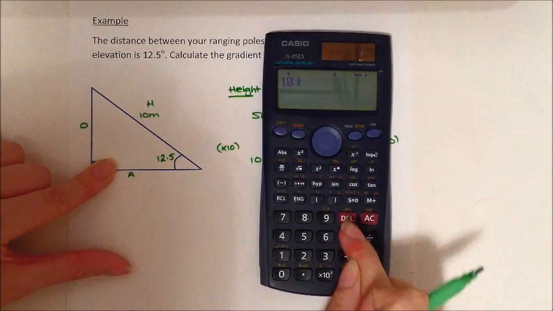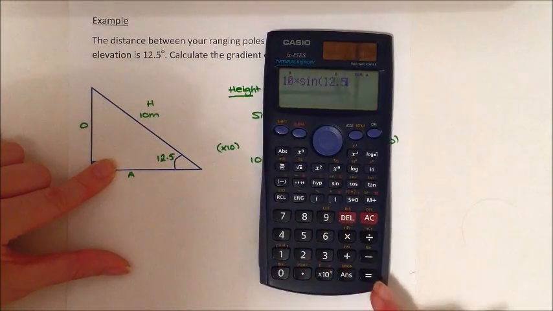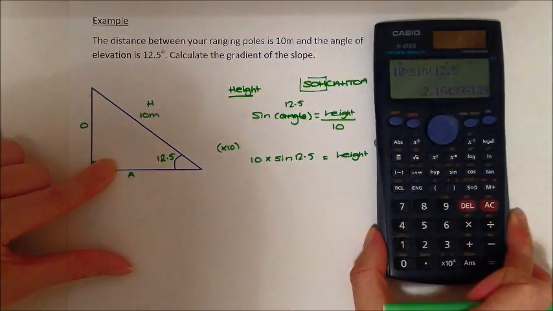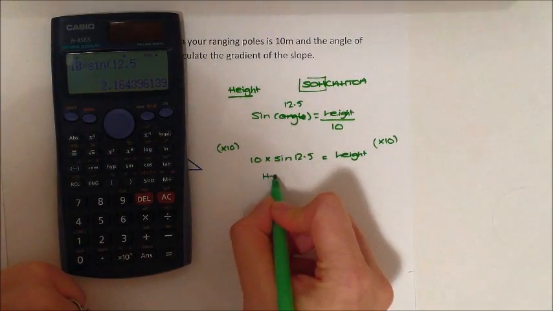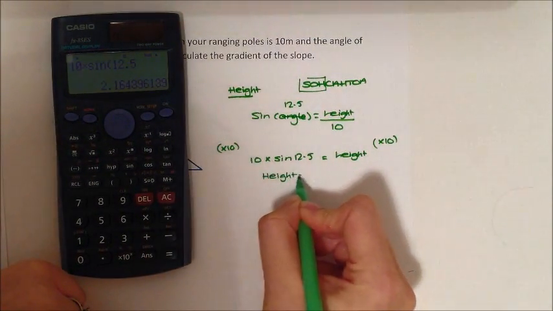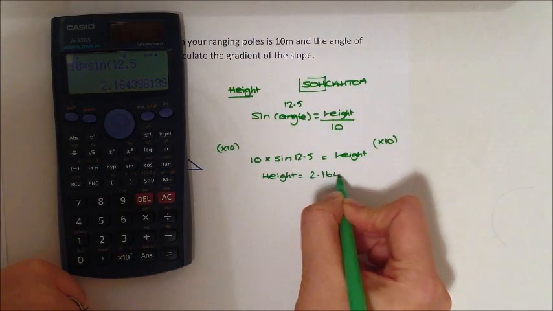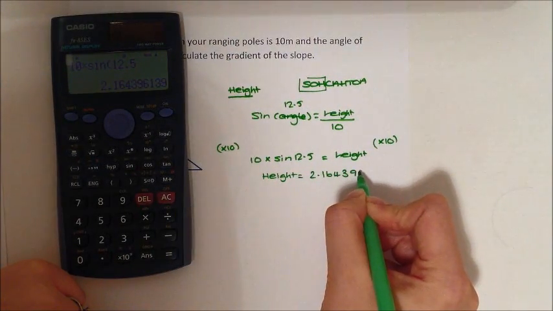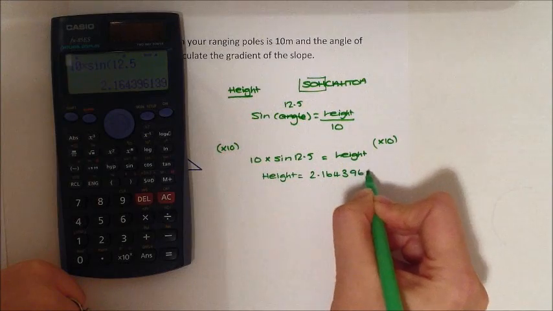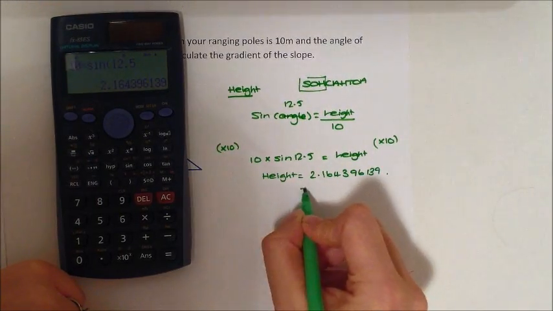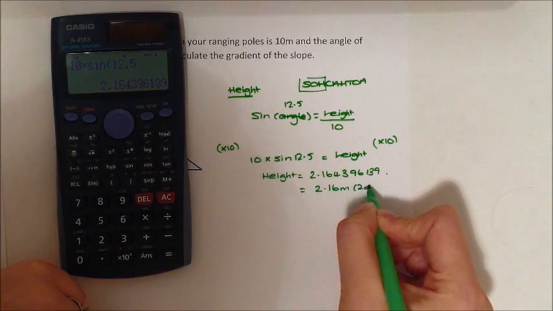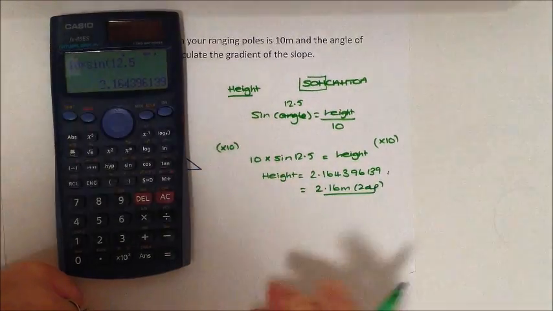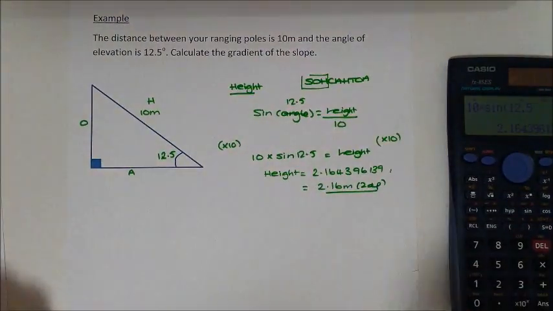So 10 times sine 12.5 equals 2.164396139, and again I'll round it here for the moment, but we will use this number for the calculation.